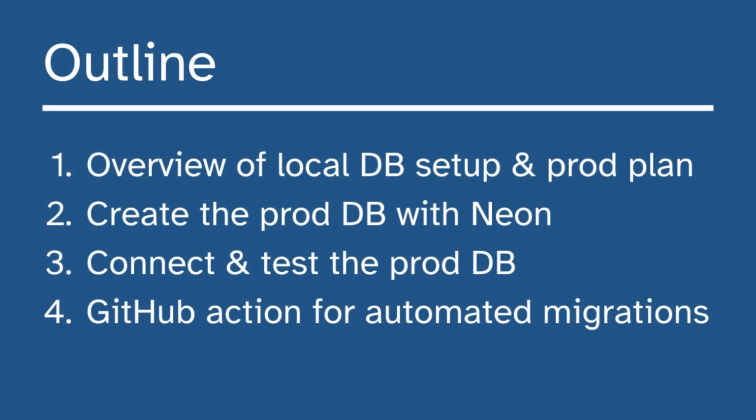This video is part one of the series and will focus on setting up our production database for the app. Chapter one is going to be an overview of how the local database currently works and the battle plan for getting the production database up and running. Chapter two is going to be creating the production Postgres database with Neon, which will then be live on the internet. Chapter 3 will be connecting to our production database with our application and testing it out to make sure everything works. Chapter 4 will then be creating a GitHub action to automatically run database migrations on the prod database.